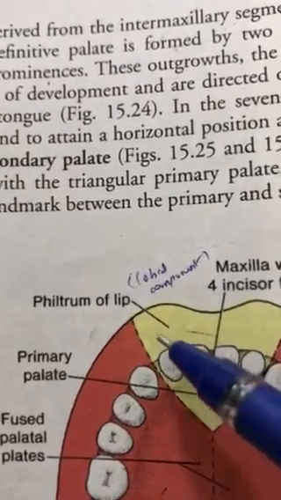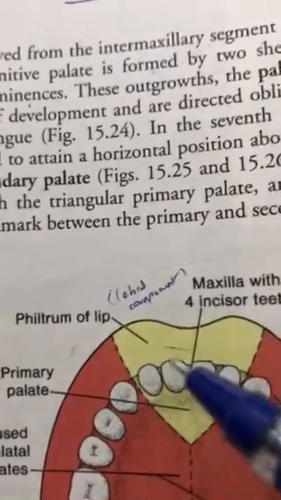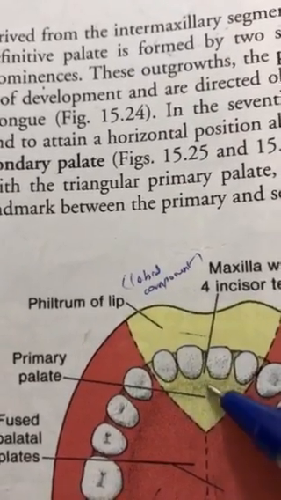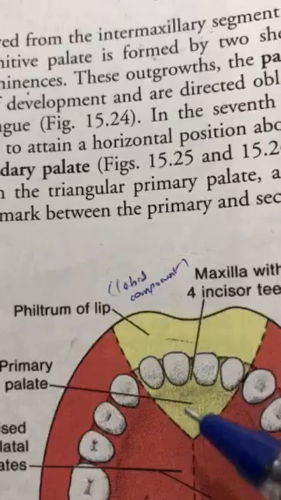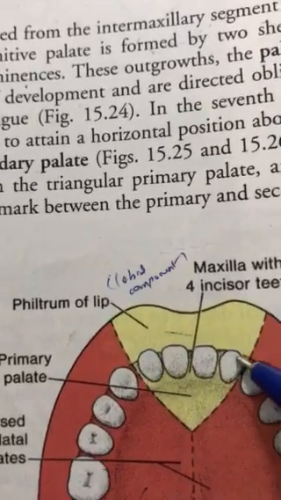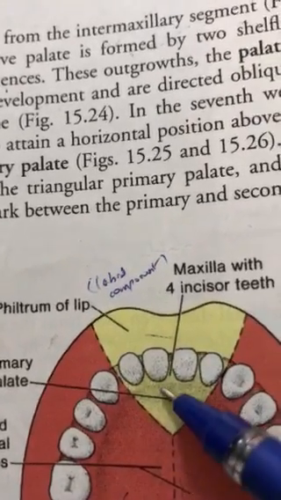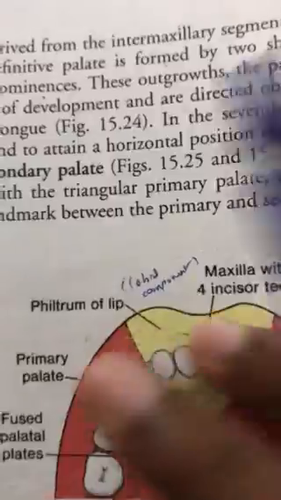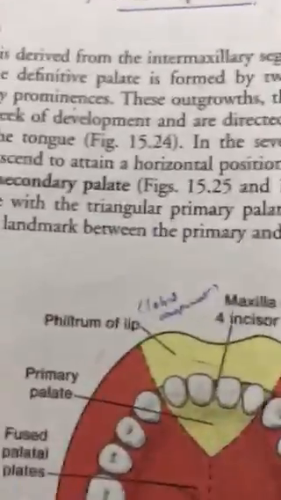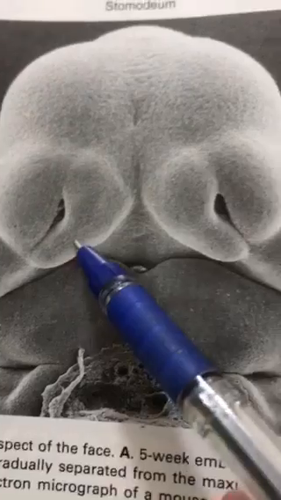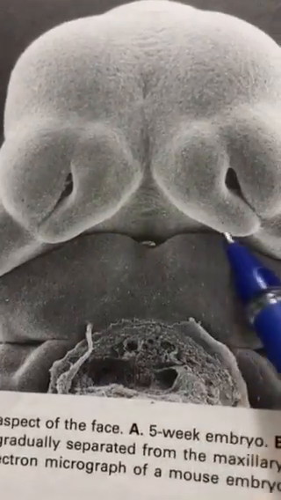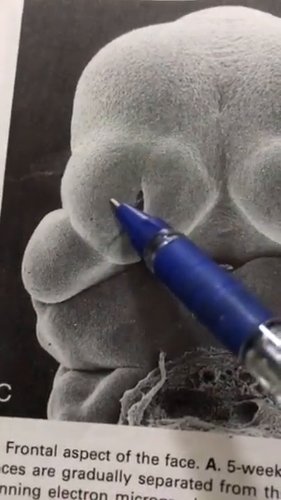So what are the things formed from the intermaxillary segment? Number 1 is the philtrum of the upper lip. Number 2 is the 4 upper incisor teeth, and number 3 is the primary palate. These 3 things are formed from the intermaxillary segment. Finished. So the medial nasal process and the maxillary process story got over. Now we'll come to the lateral nasal process.